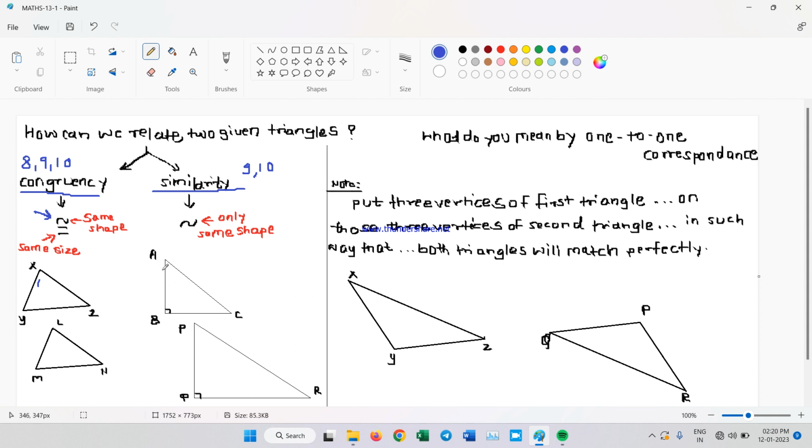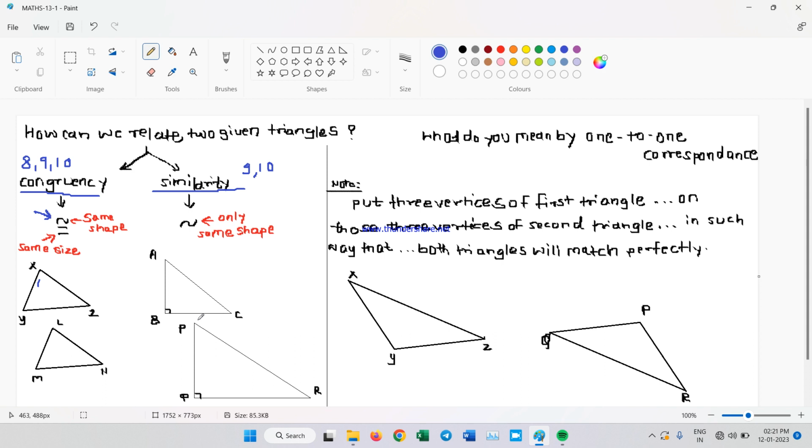But if I talk about these two triangles, triangle ABC and triangle PQR, you can see their shapes are the same. ABC is a right angle triangle, triangle PQR is also a right angle triangle, but in these two triangles only the shapes are the same and not the sizes, and that's why we are carrying forward this sign only. So these two triangles are similar to each other because they have only the same shape and not the same size.